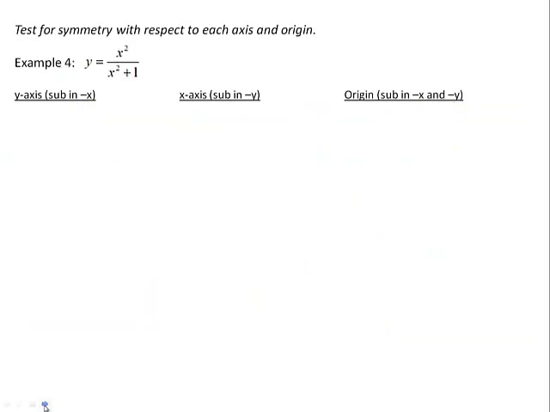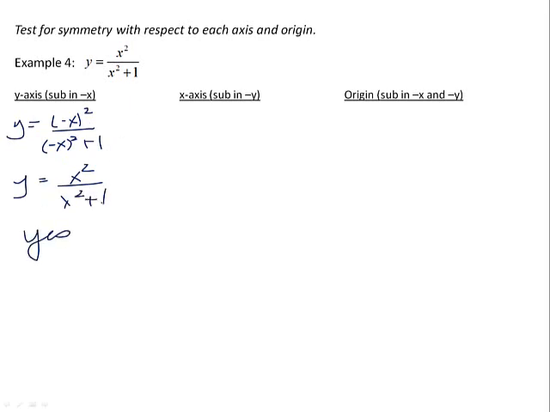Alright, let's try another one. So this time I'm going to sub in the negative x to check for y-axis symmetry. So y equals negative x squared over negative x squared plus 1. So when it's even like that, we know the negative is going to go away. So we get y equals x squared over x squared plus 1. Does it match the original? You bet. So we know it has y-axis symmetry.